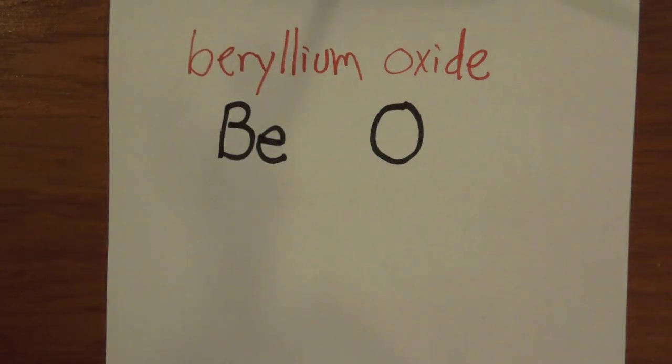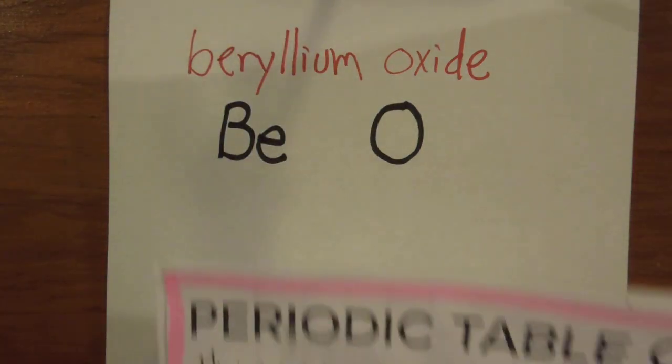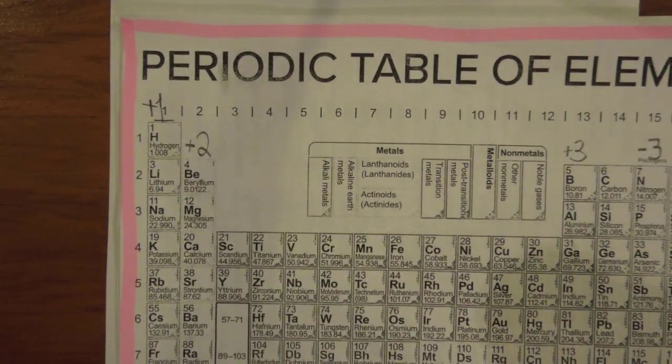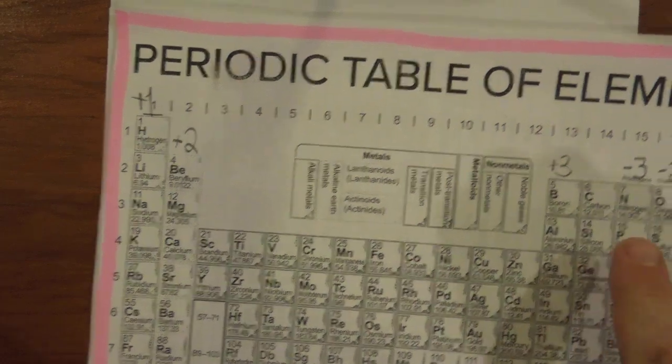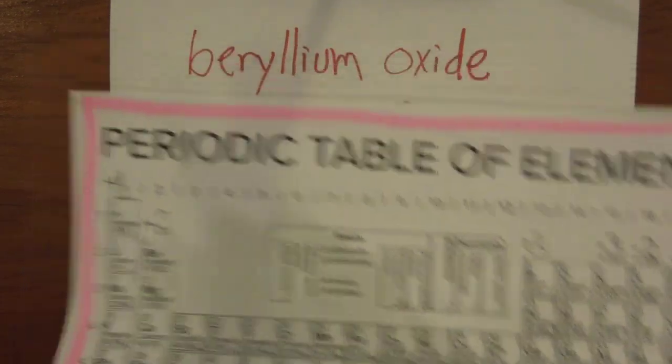Now let's find their charges using our friend the periodic table. Beryllium, where'd you go, beryllium? There you are. You're in the positive 2 column. Oxygen way over here in the negative 2 column.